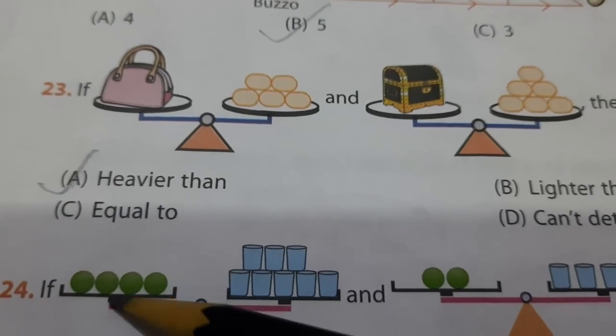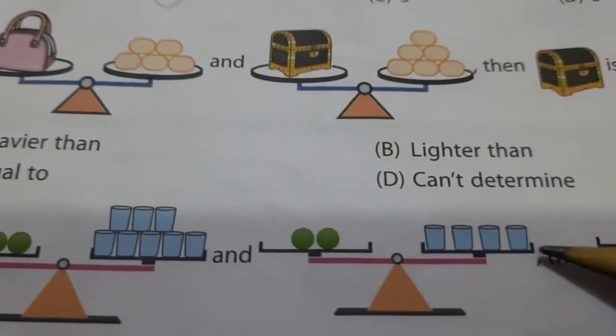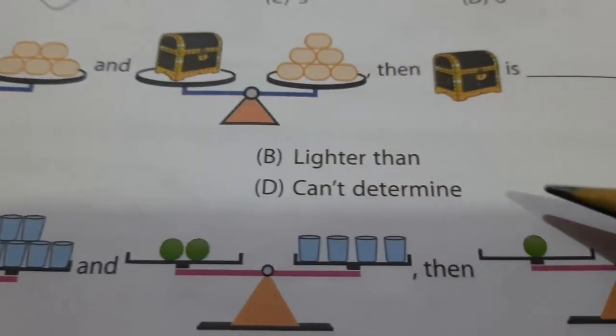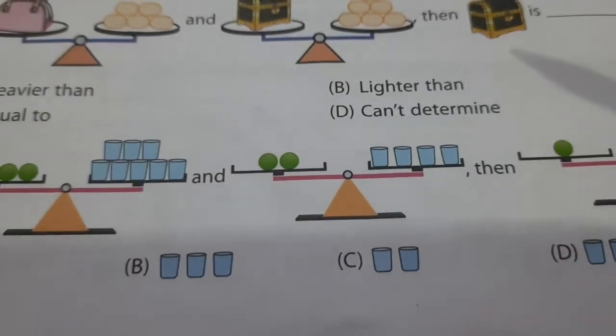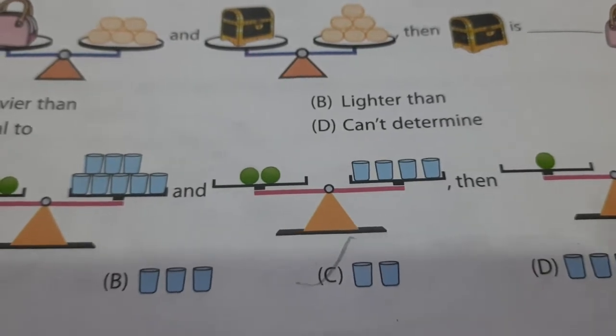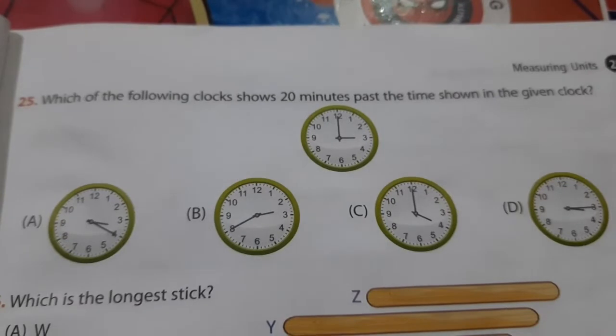If you take two circles out of this, they are equivalent to 4 glasses. So now if you take just one out of it, it will be equivalent to 2 glasses, isn't it? So 2 glasses, which is option C, is the answer to this question. Please tick it and transfer it to the OMR sheet. Let us move to the next question.